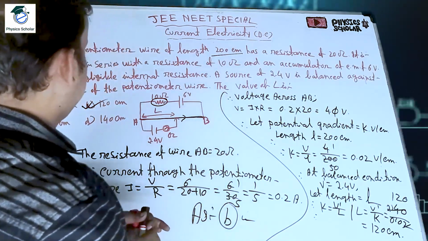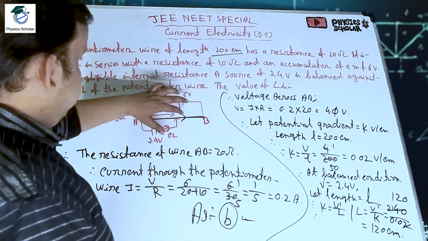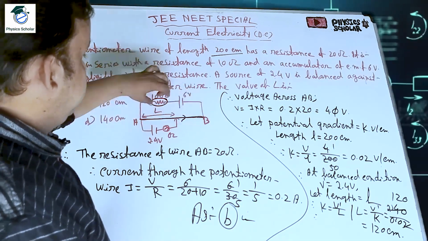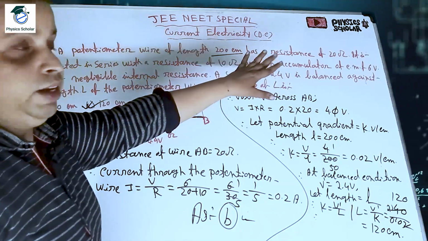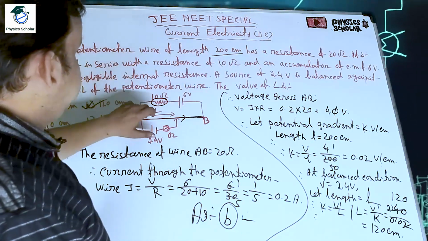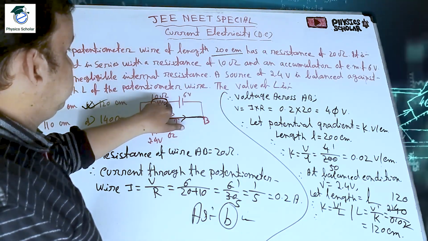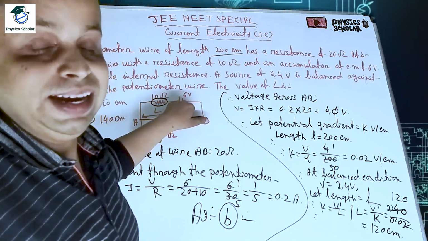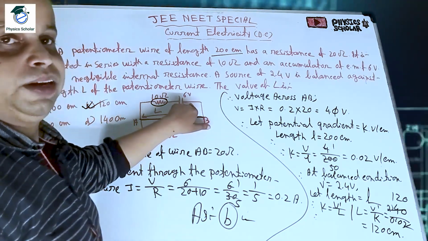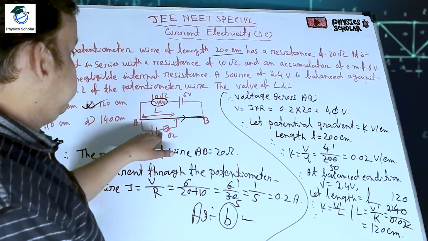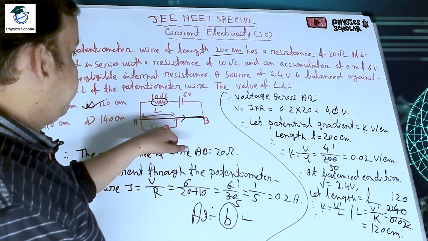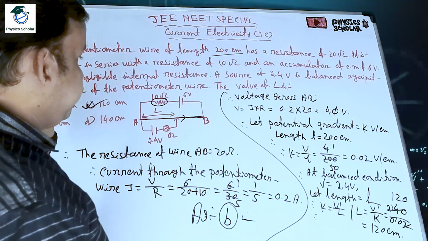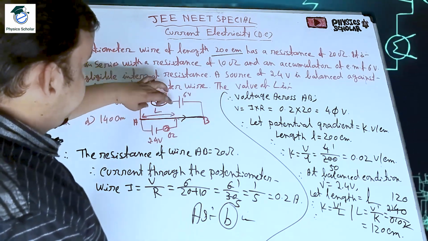Here a potentiometer wire of 200 centimeter and the resistance of this wire is 20 ohms. Clear? That is connected in series with another resistor of 10 ohm and a battery, which doesn't have any, we can neglect the internal resistance, but the voltage of the battery is 6 volt. So it is in balance condition when the voltage of this battery is 2.4 volt.